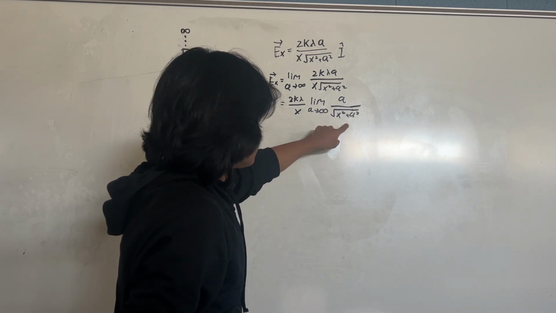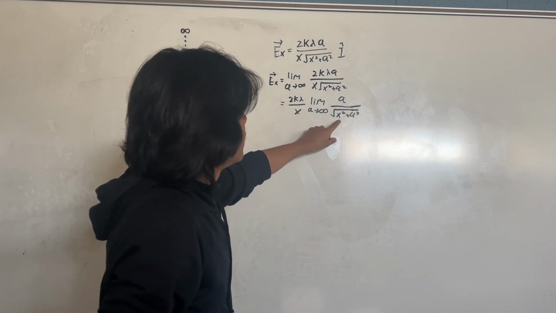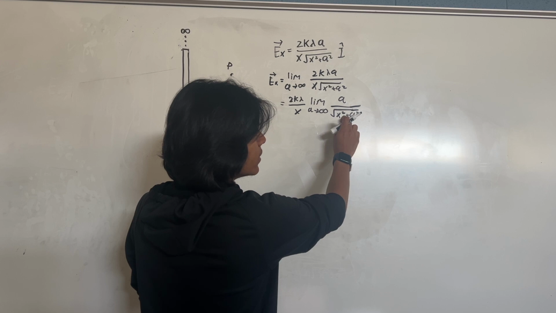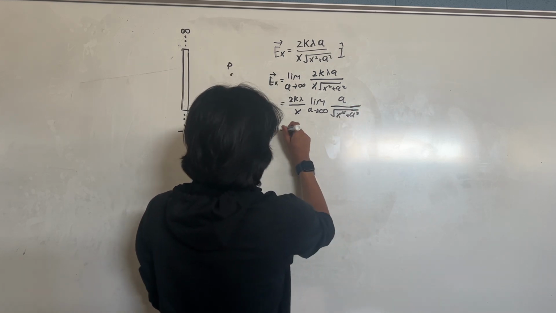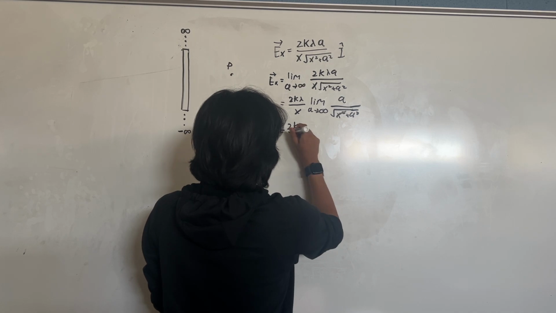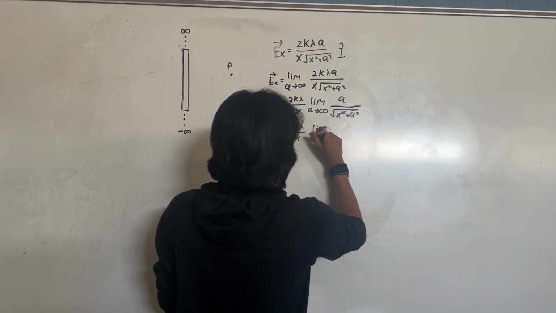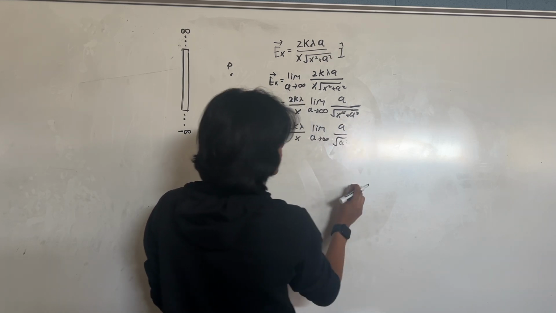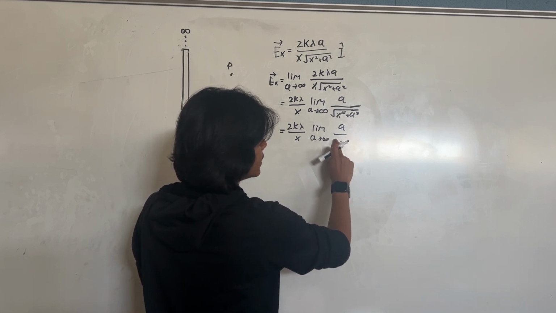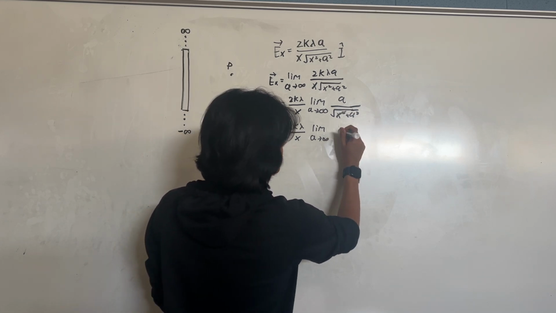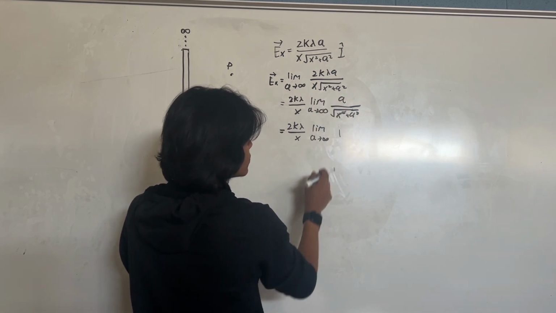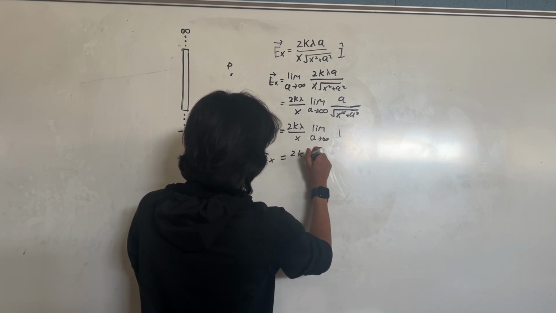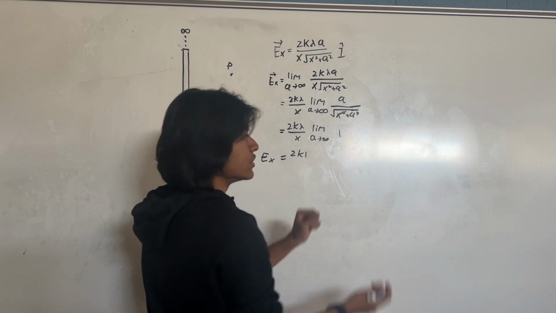Now at this point, because a is approaching infinity, x squared is going to be a really small number compared to a squared, so at some point x squared is not even going to matter. So all we're going to be left with is 2k lambda over x times the limit as a approaches infinity of a over the square root of a squared. The square and the square root cancel, and this a over a is just 1. So this whole thing right here just equals 1. So now we just have the electric field due to an infinite wire with evenly distributed charge of Q.